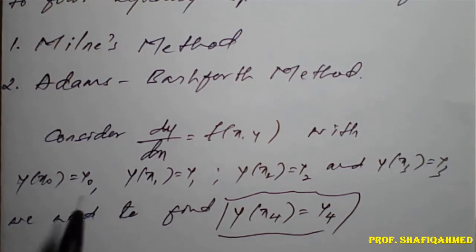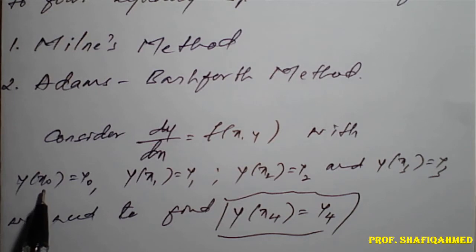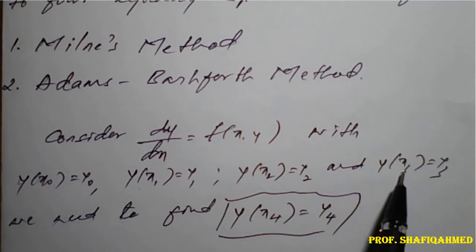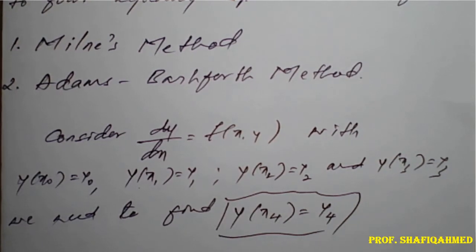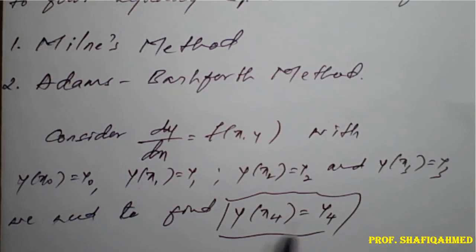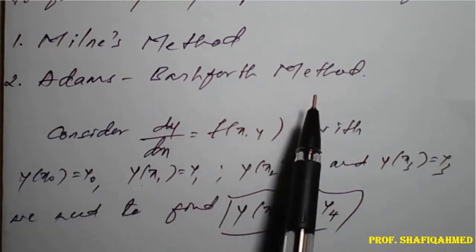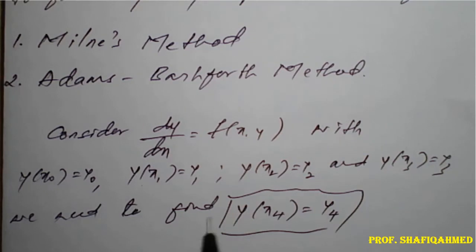Here x1 is nothing but x0 plus h, x2 is nothing but x1 plus h, and x3 is nothing but x2 plus h. Like that it is generated, and h is nothing but the step size. We need to remember this. So we'll see how Milne's method and Adams-Bashforth method are determined using this differential equation with the conditions y of x0 is equal to y0, y of x1 is equal to y1, y of x2 is equal to y2, and y of x3 is equal to y3. Now we'll see the first one, Milne's method.